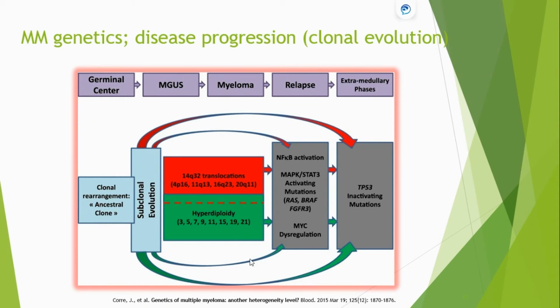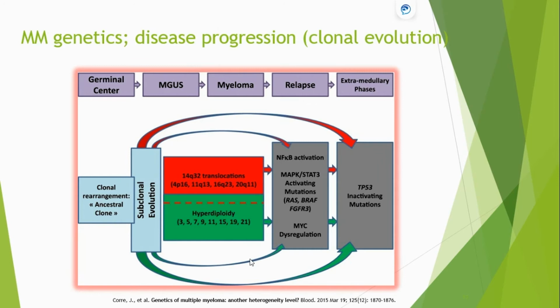you can see that you have two major subtypes. The red box says 14q32 translocations, meaning translocations with the IGH gene, and the green box says hyperdiploidy, usually trisomies, but sometimes tetrasomy of odd-numbered chromosomes. And also you have a dotted red line there, which shows that there is some overlap of these two. So the patient could have hyperdiploidy as well as some of the translocations. But regardless, these are two distinct groups.